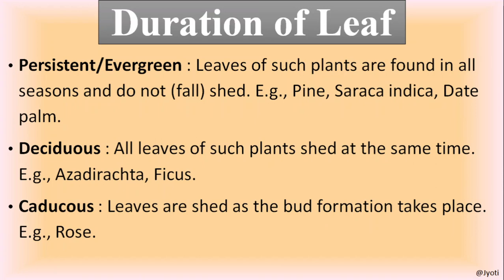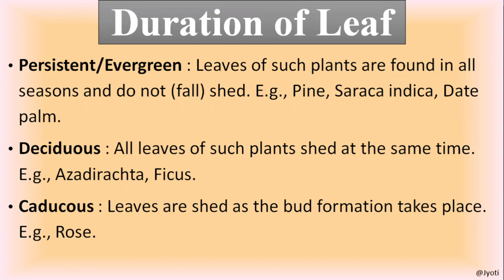Now, duration of the leaf. So depending upon the duration, how long the leaf persists on a stem, the leaves are of 3 types. They may be persistent or evergreen, deciduous and caducous. So what is persistent or evergreen leaf? The leaves of such plants are found in all seasons and they do not fall. So they are found in evergreen plants like pine, Saraca indica, date palm. So they never fall. Throughout the year they persist.